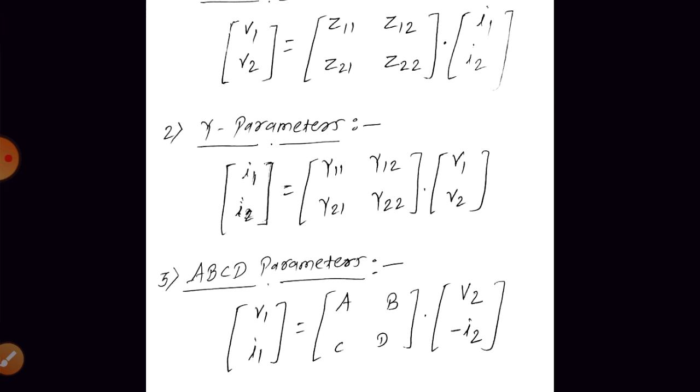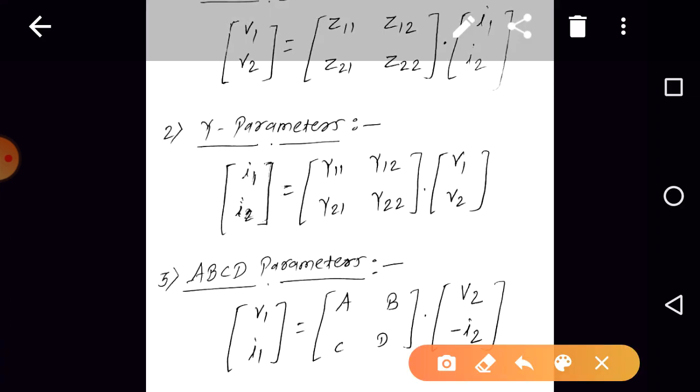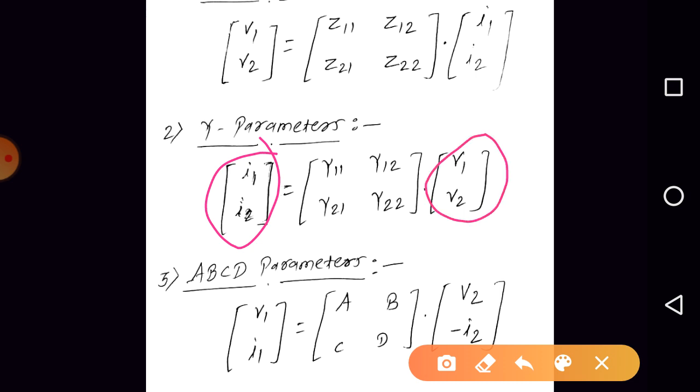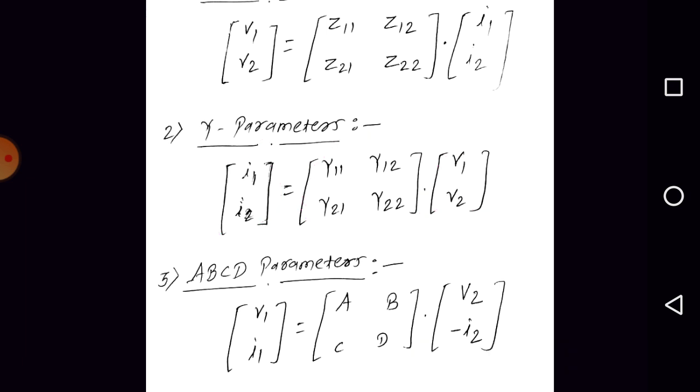Similarly, the second parameter is the Y parameter. It gives the expression for port currents in terms of port voltages. I1 is equal to Y11 V1 plus Y12 V2 and I2 is equal to Y21 V1 plus Y22 V2. This is the Y parameter matrix, and we can take its determinant also.